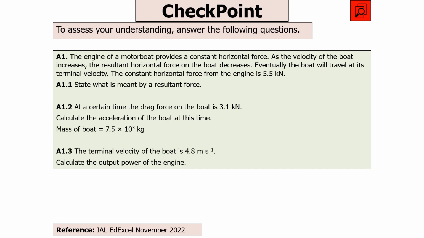The constant horizontal force from the engine is 5.5 kilonewtons. Firstly, state what is meant by the resultant force. Then, at a certain time, the drag force on a boat is 3.1 kilonewtons. Calculate the acceleration of the boat at this time.